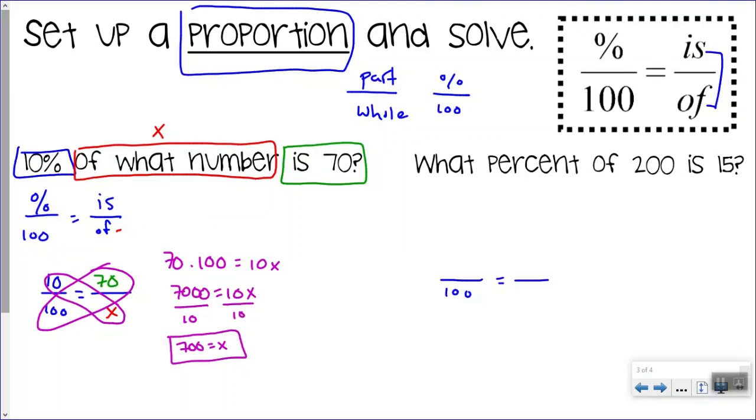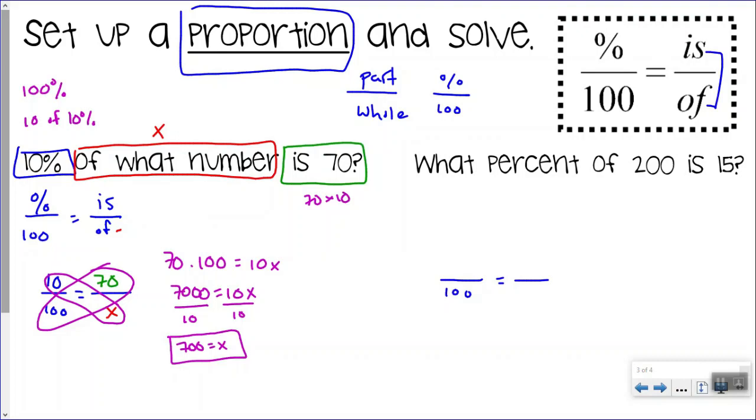Alright, now we take a look, we see we get 700 as our answer. We can kind of use common sense too to think about what this answer might be. I know that in 100%, I have 10 groups of 10%. So if I take 70 and multiply it by 10, because it's 10%, we get that answer of 700. Let's try and set up the next one.